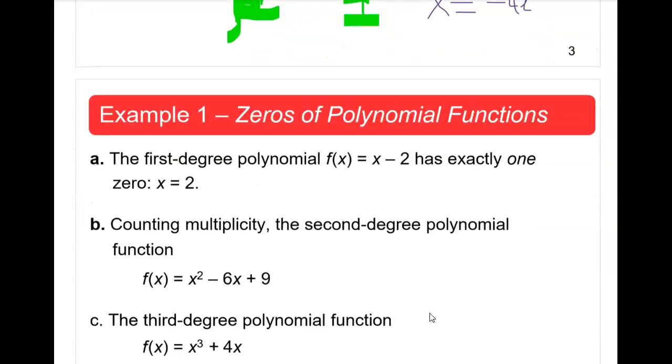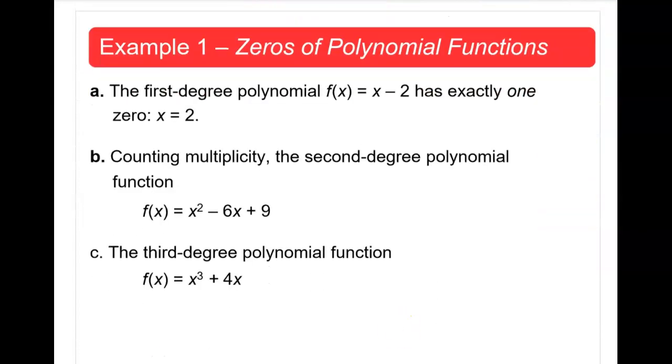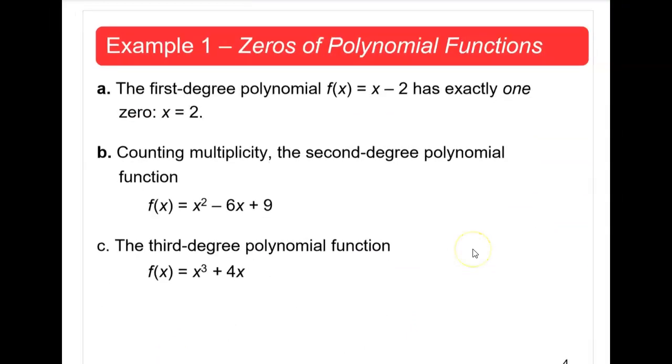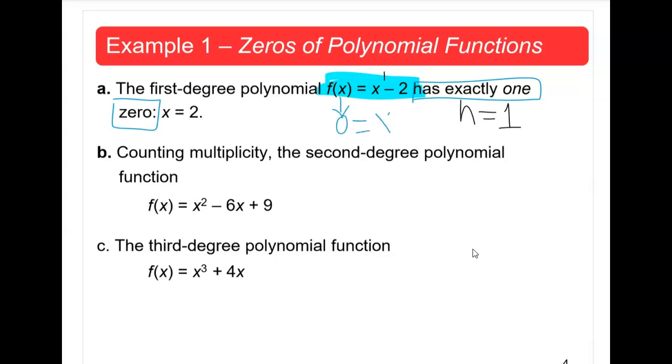Okay, so let's start here with example 1. In example 1, part A, we have a linear polynomial or linear function. You can see that the highest exponent is a 1. Because n is equal to 1, the polynomial has exactly one zero. And this one happens to be, if we make f of x equal to 0 and then solve for x, we will see that x equals positive 2.